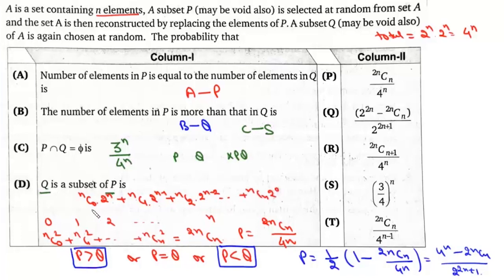2 to the power 0, which is nothing but the binomial expansion of 3 to the power n. So favorable cases where Q is a subset of P is 3 to the power n. That means this required probability will be 3 to the power n upon 4 to the power n. So this D also matches with S. So A matches with P, B with Q, C with S, and D with S. And that is the answer to this question.